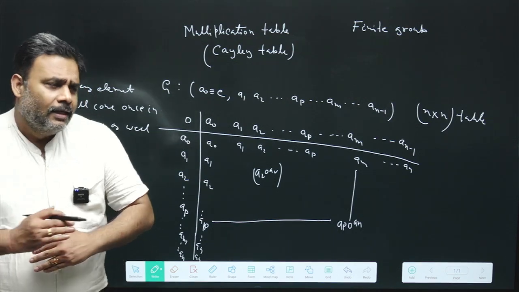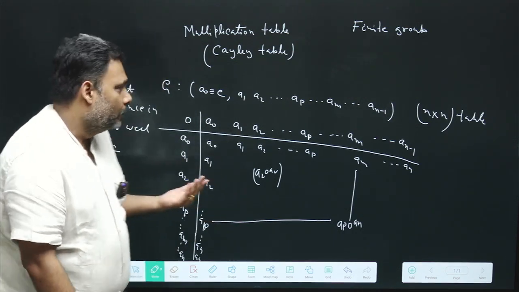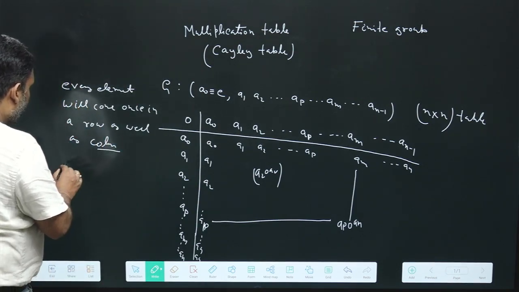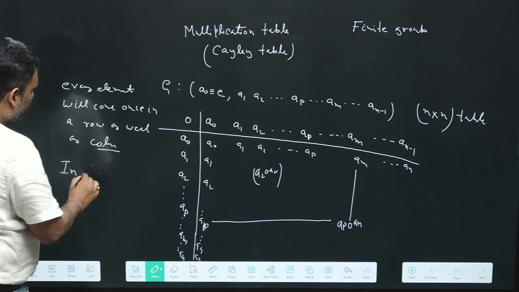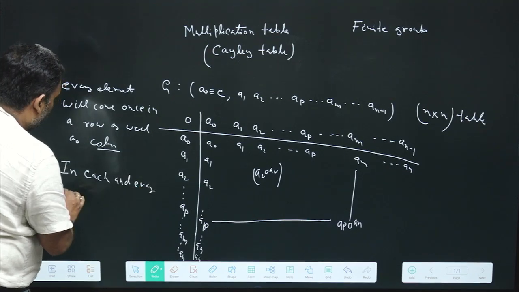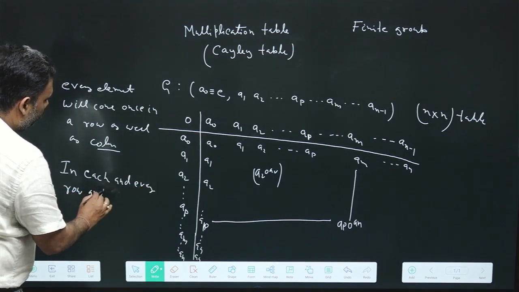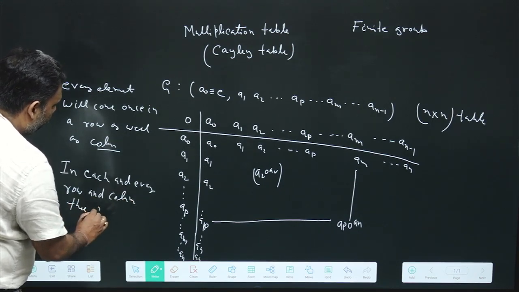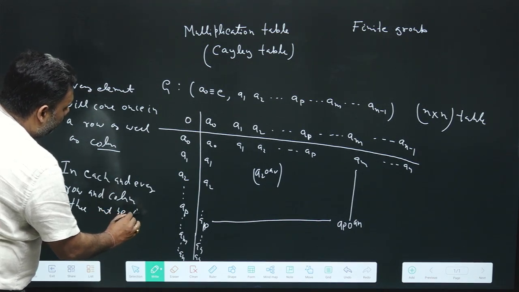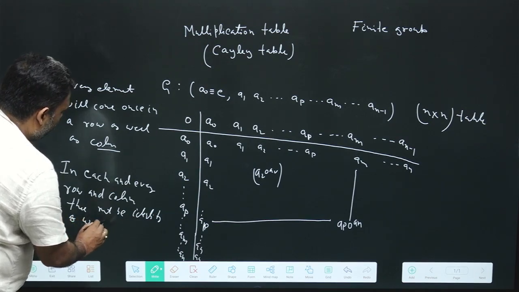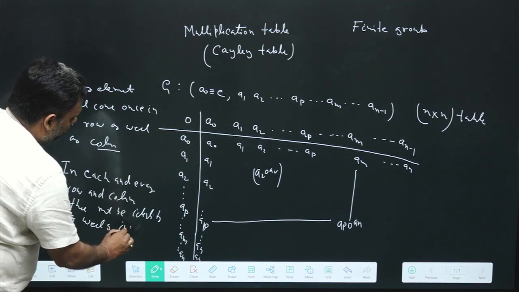Yes, that is the same thing I said in the first property, but I am going to elaborate on it separately. In each and every group, in each and every row and column, there must be the identity as well as the inverse.